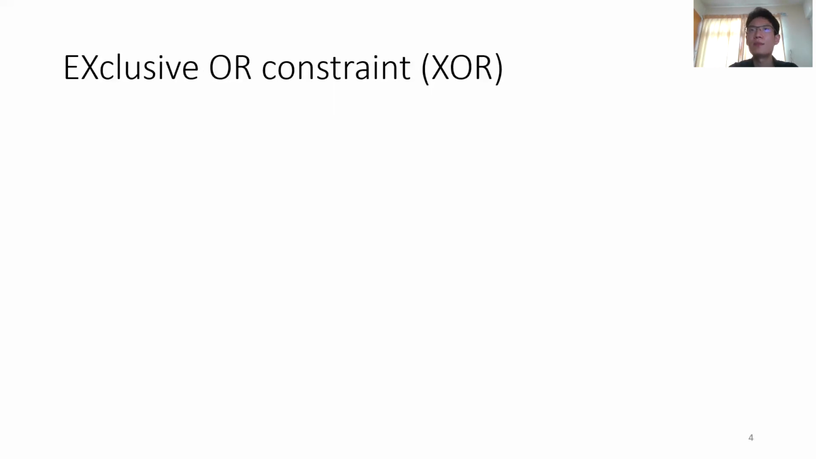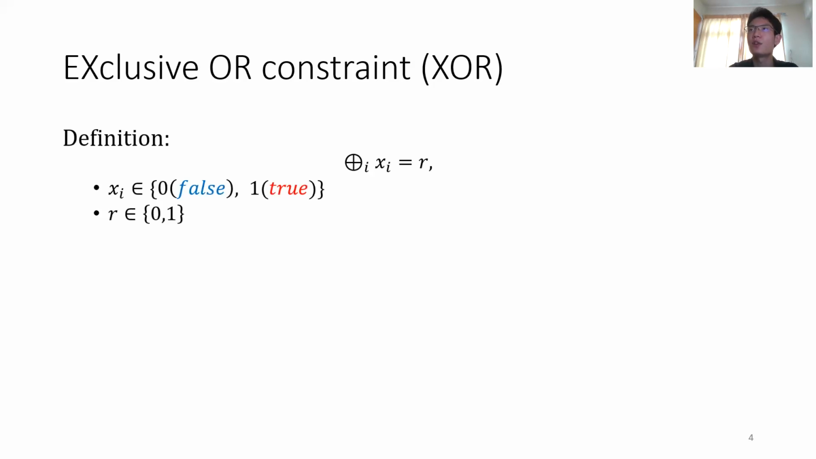Remember, our topic is PB-XOR solving. So next, let's talk about XOR. XOR is short for exclusive-or constraint. We give the formal definition as follows. The symbol circle plus represents addition in the field of 2. Each xi is a Boolean variable which can be assigned either false or true. The right-hand side degree is a Boolean constant. For example, x1 XOR x2 equals 1 is an XOR constraint.